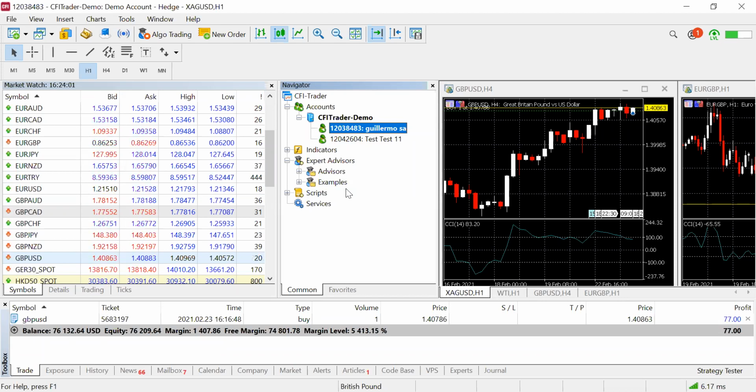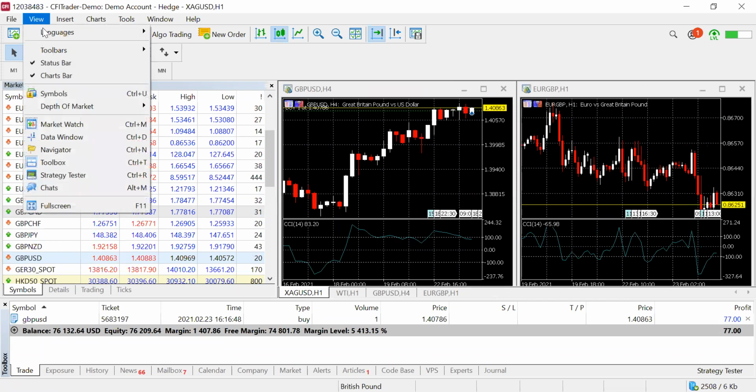Usually, well, I don't really like this particular window, so I always keep it closed. But again, if you want to keep it, just go to View and then select Navigator. Okay.